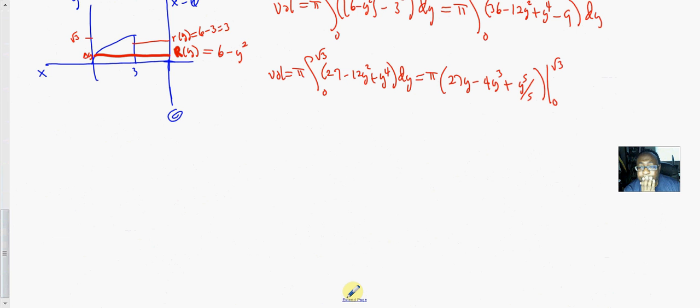Anyway, no, let's see. So we plug in everything in. So we get the volume, pi is there. This is 27 times the square root of 3 minus 4 times 3 is 12 times square root of 3 plus 9 times square root of 3 all over 5. That's from evaluating that with the square root of 3. Now when you plug in 0, they all go out.